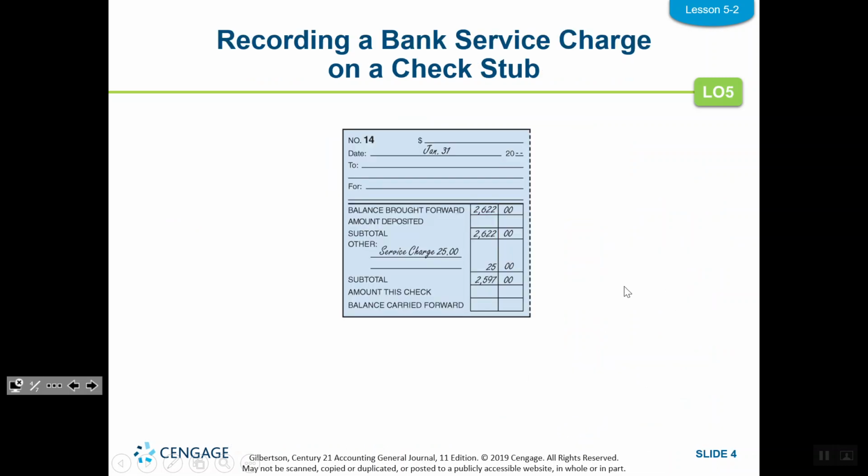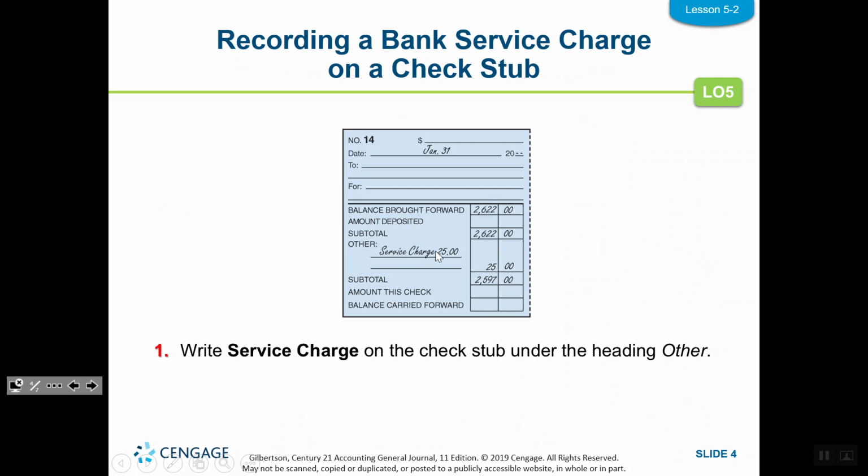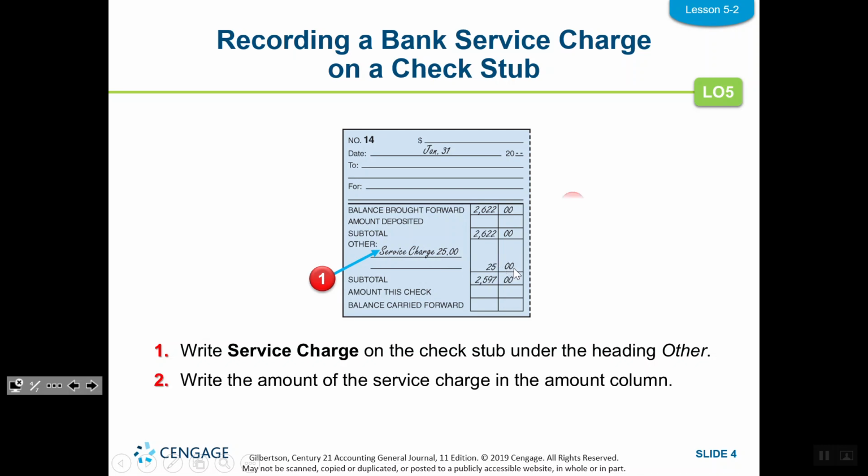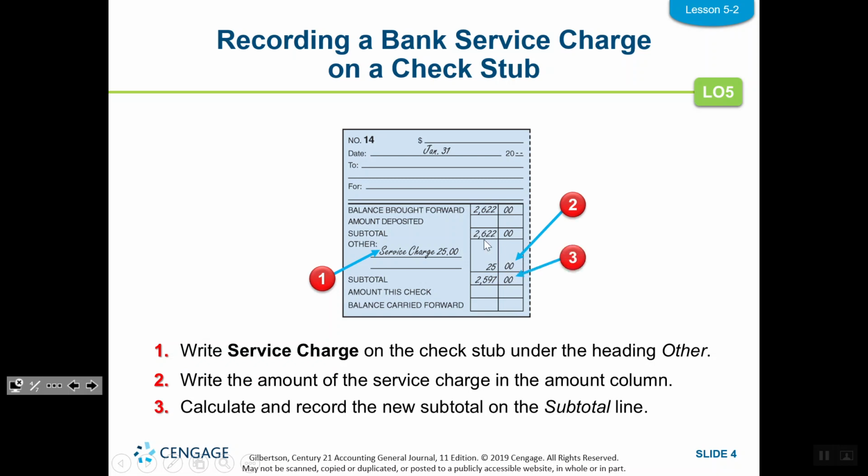Okay. Then the next thing is we have to record that service charge on our stub. So we go to the next unused stub. We write service charge $25. If there are others, we'd add those on here as well. Then we put the total right here in the amount column. Then we subtract 25 in this case from our previous balance. So we get $2,597. And we put it here and we stop since we haven't written this check yet.